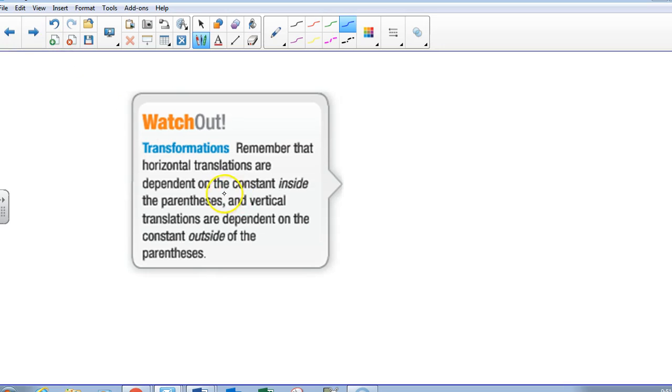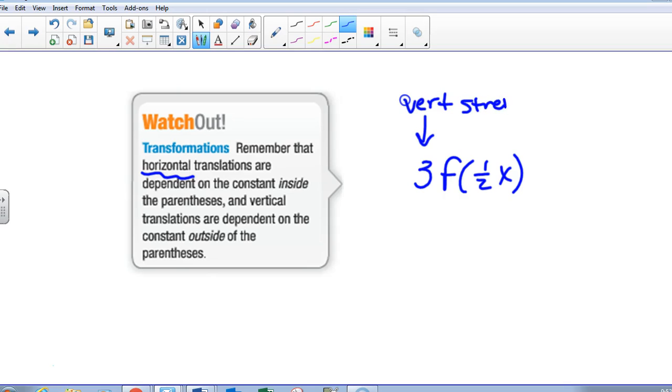And for transformations, this is just a good reminder that horizontal transformations occur inside the parentheses and vertical transformations occur outside the parentheses. So if you had 3f of 1/2 x, no matter what the function was, this is a vertical stretch. This is a horizontal one, but remember it's the inverse of what it seems, so it's an actual stretch of 2.